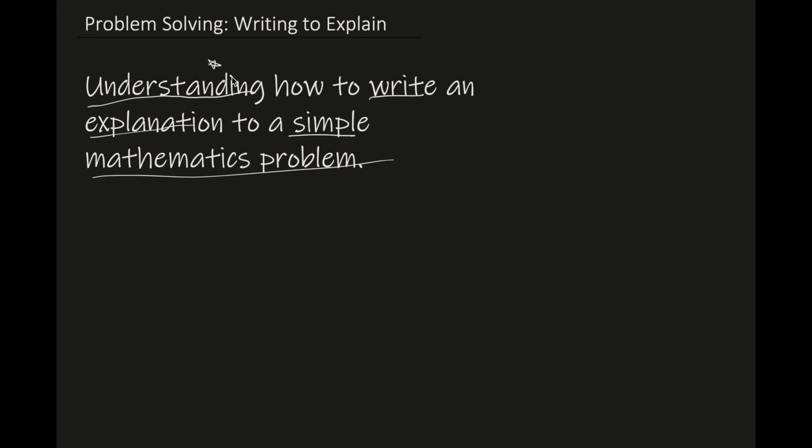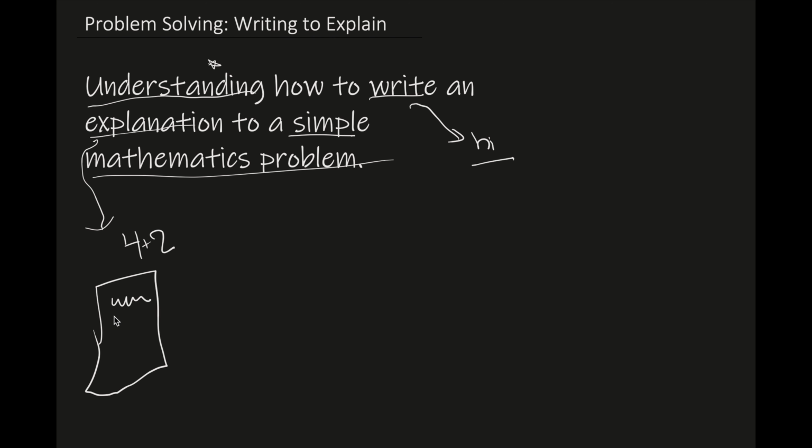Of course, you know what the objective is, and understanding is. Writing is what I'm doing right now. I wrote the word. You should know what that is. And then there's explanation. In mathematics, it would mean that if I do 4 plus 2, this is my paper. That's a very bad paper, but yes, it's my paper. I would explain using words how I got to 6.